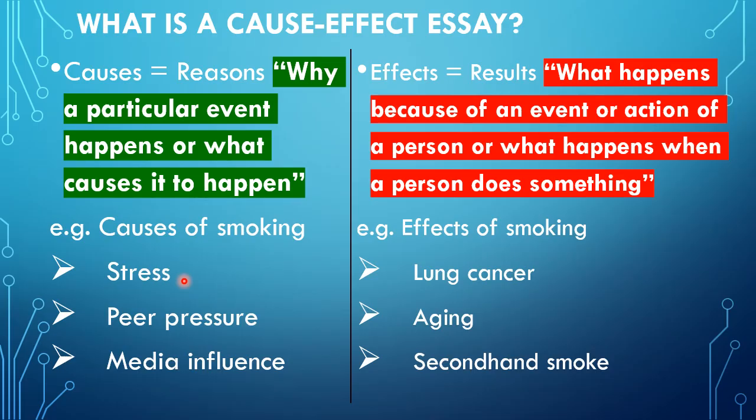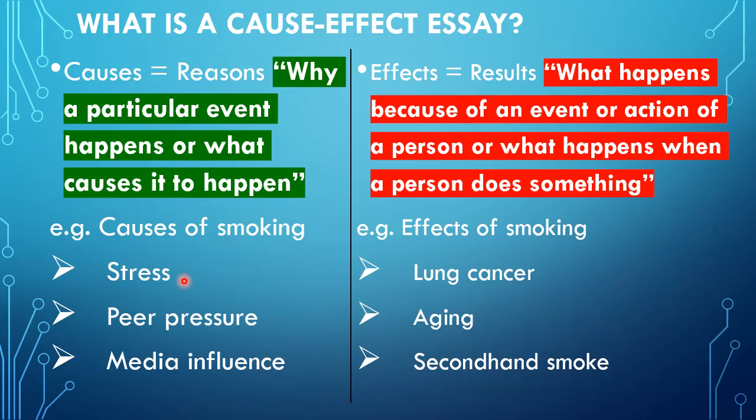Okay, so one more time. The effects answer the question: what happens when a person does something? It focuses on the results of an action or an event rather than why that event or action happens. Right, so these are the differences between the words cause and effect. The word cause focuses on why something happens, what causes something to happen. The word effects focuses on the results of an action, the results of a cause. What happens when somebody does something?